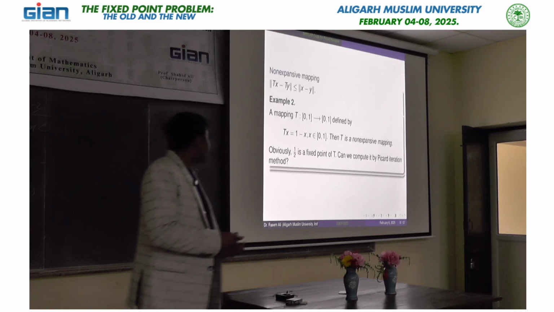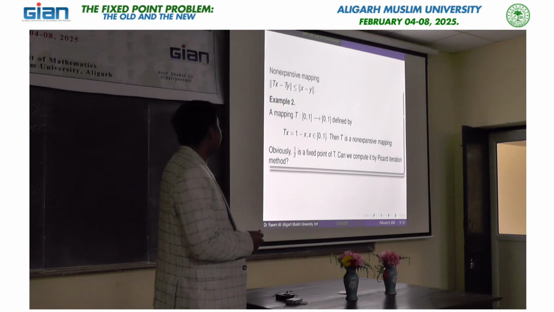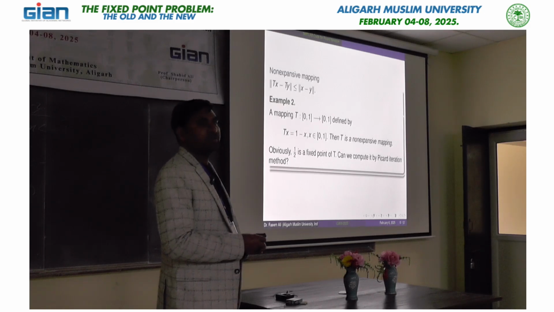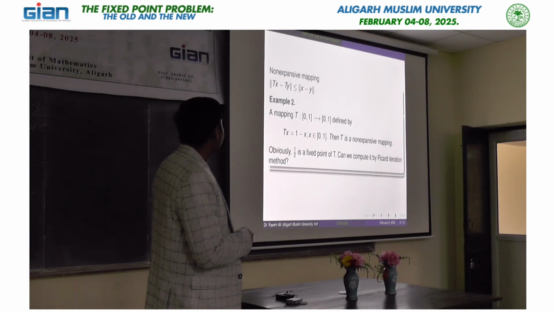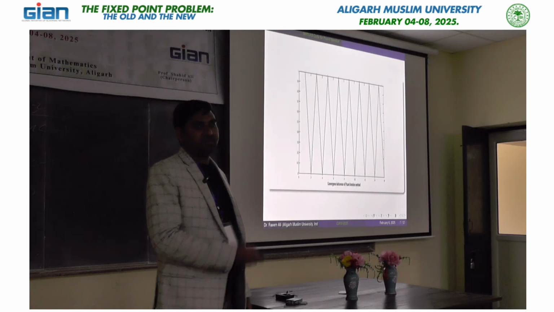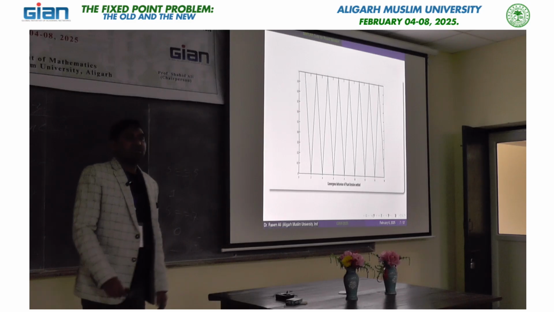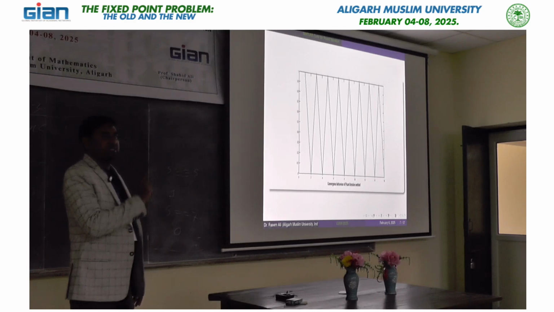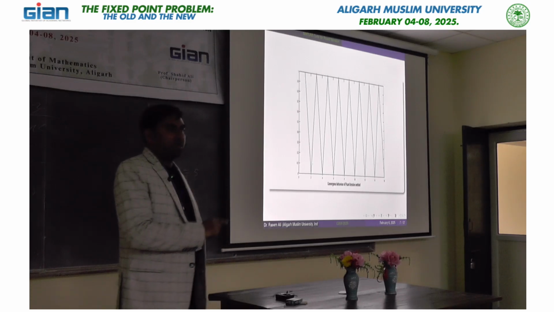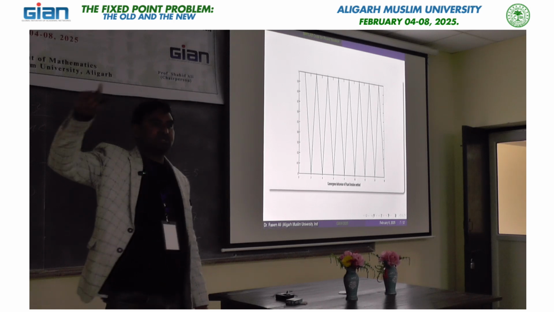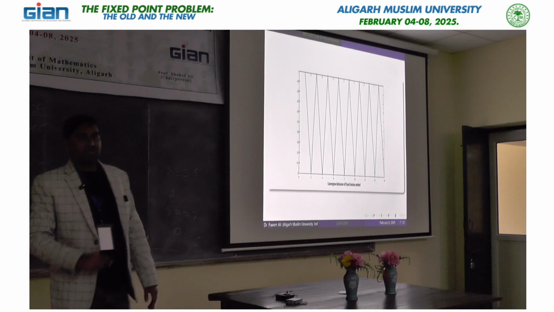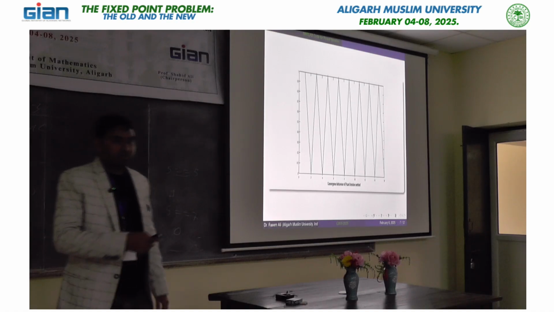So now the question is, can we compute it by the Picard iteration method, or does the Picard iteration method converge to that fixed point? The answer is no. We will see here that the Picard iterative method does not converge to the fixed point 1/2. It oscillates between 0 and 1, 0 and 1, 0 and 1. We will see it by MATLAB.